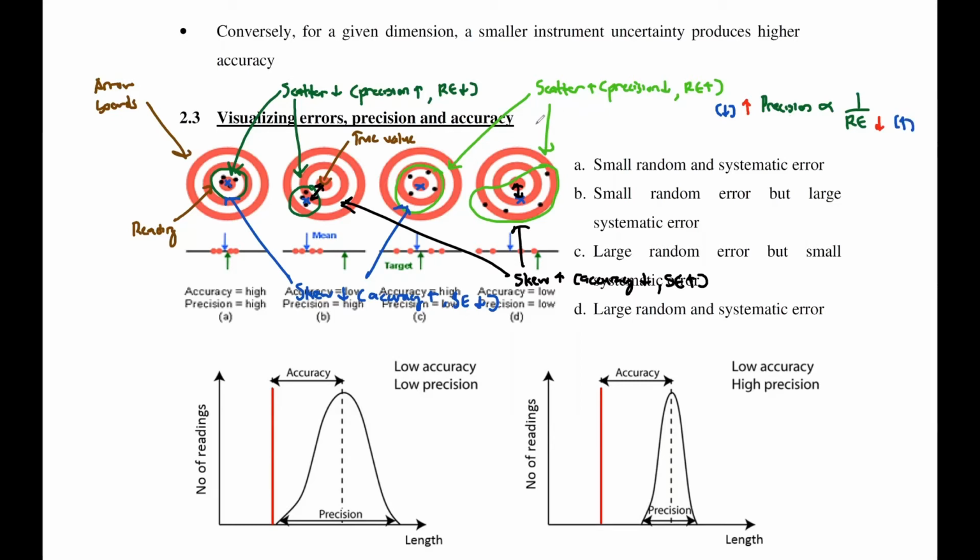Now, we can also say that accuracy is inversely proportional to systematic error. If our accuracy is high, that would mean that our readings are close to the true value, our systematic error is low. On the other hand, if we say that our accuracy is low, that means our readings are far from the true value, our systematic error is high.